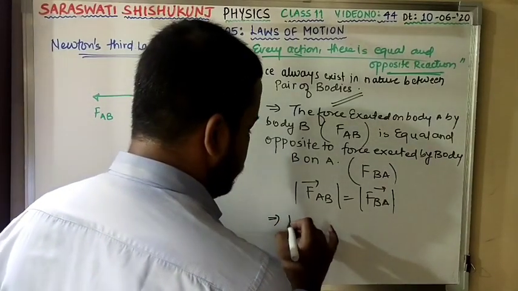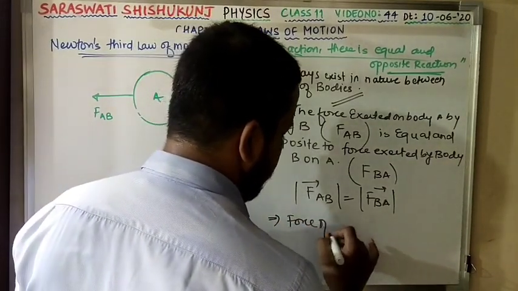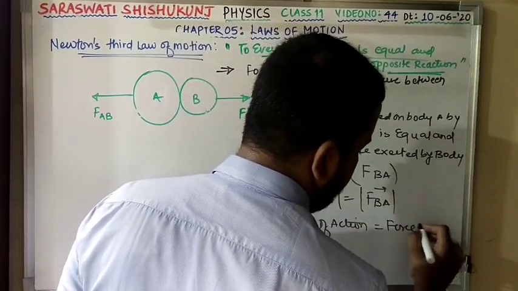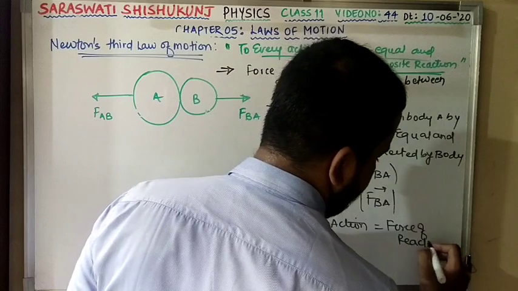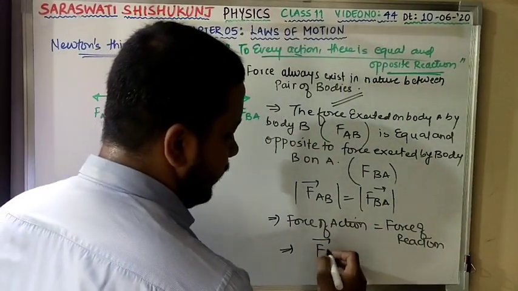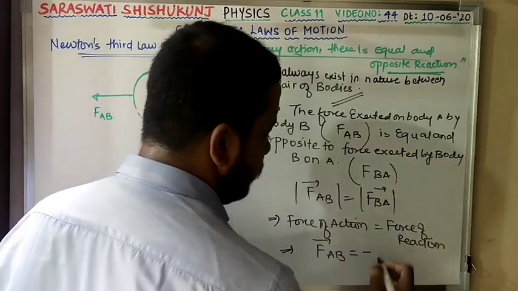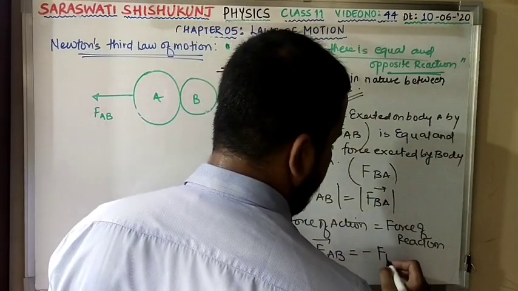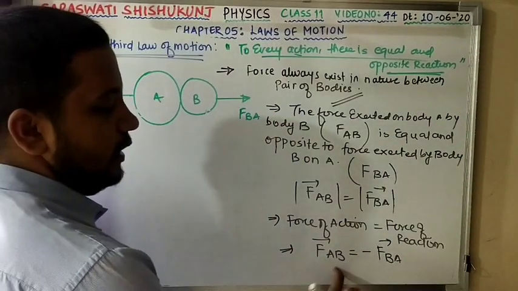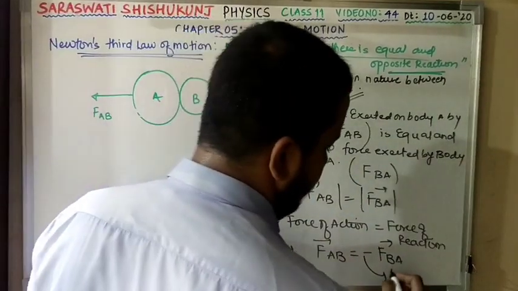So you can say force of action is equal to force of reaction. Clear? But remember one thing here: direction is different. So if I want to write FAB, this is equal to minus FBA. Clear? Magnitudes are equal, but the minus represents opposite direction.